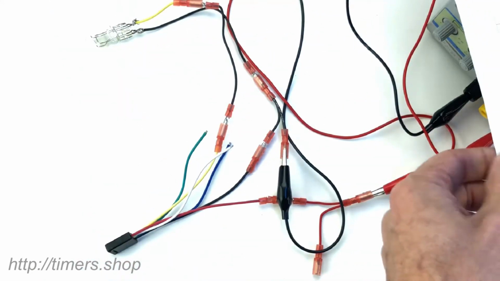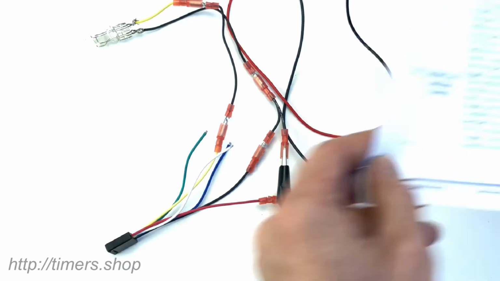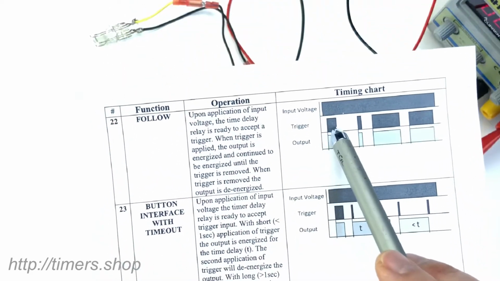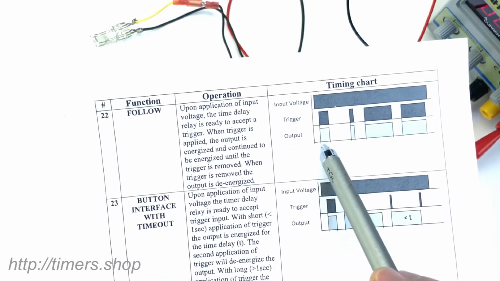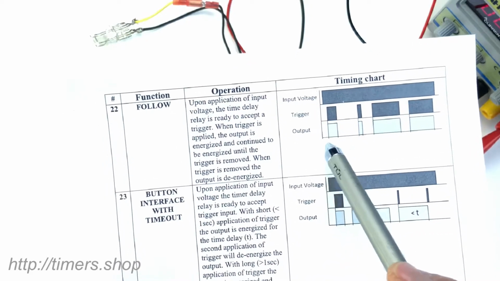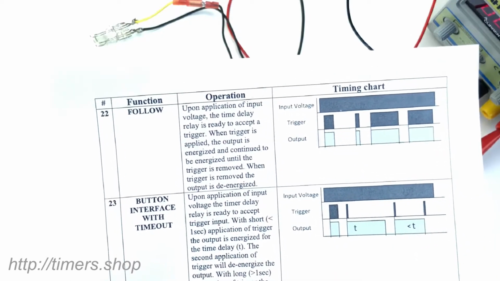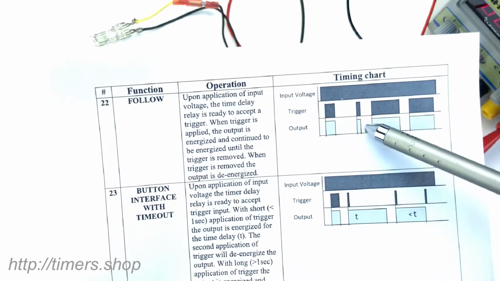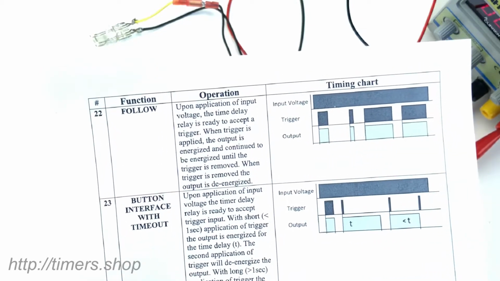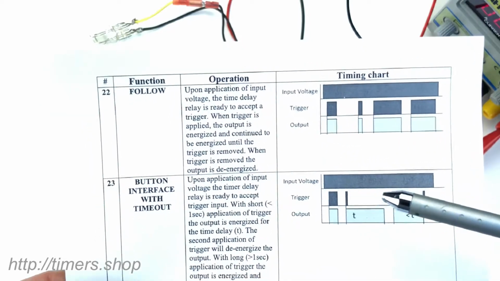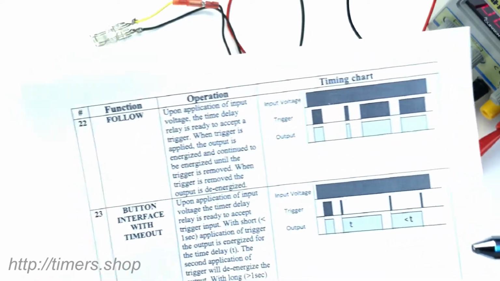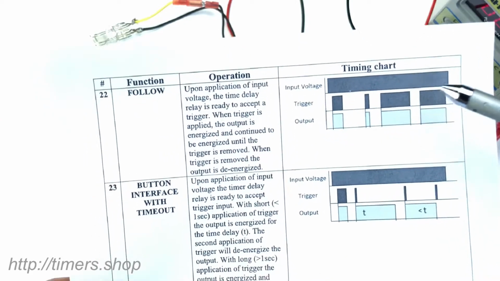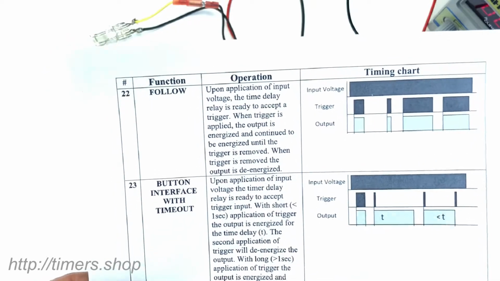We're going to program the timer in function 22, which is just a follow. Basically, we will configure the trigger, and the light will follow the trigger. If we don't use the gradual output option, then when the trigger is on, the output is on. When the trigger is off, the output is off. So kind of very simple. But if we add a gradual output function, then we can make the light gradually increase and gradually decrease. So let's do that first.